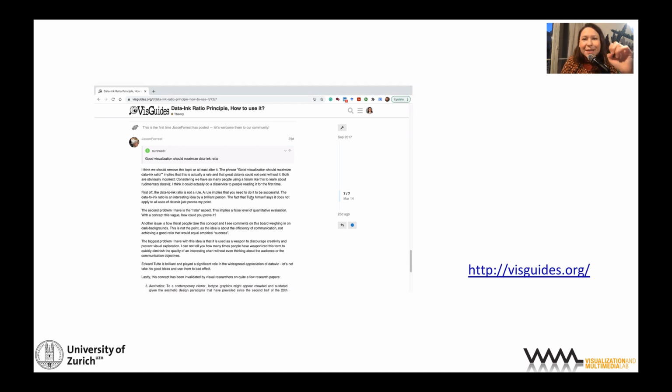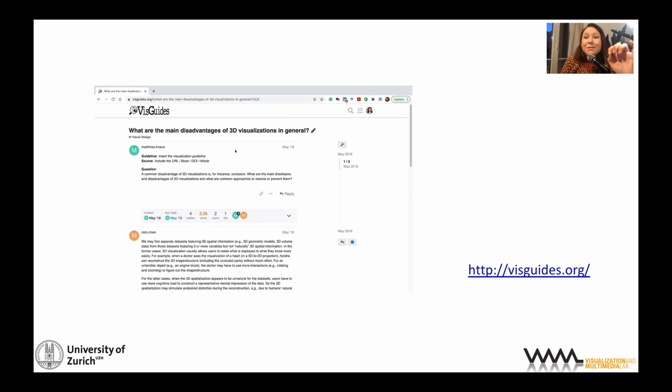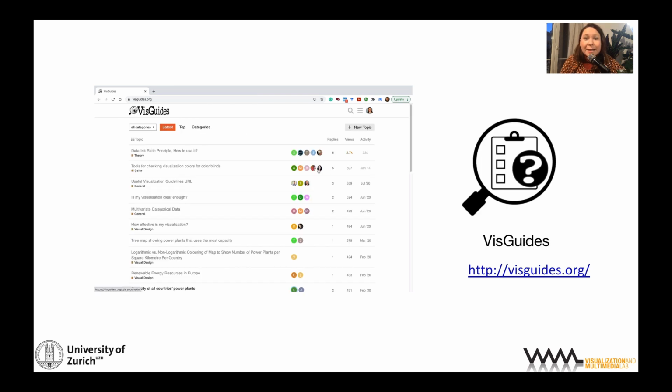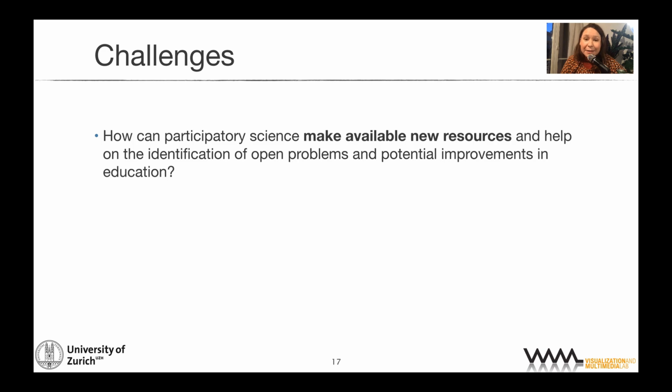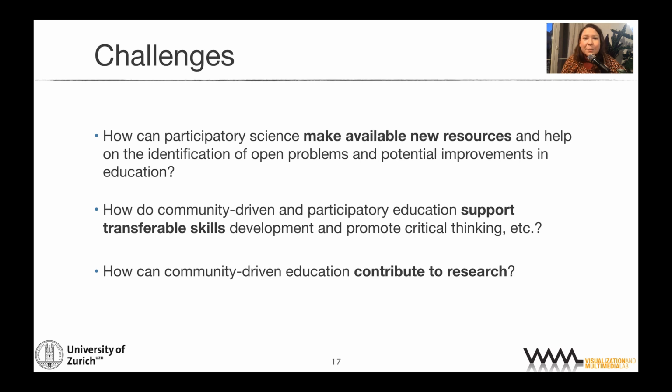Our co-created and participatory approach uses VisGuides as a public, open, and democratic discussion platform that everybody can use, including the students, lecturers, researchers, and so on. Some of the key challenges that we want to face are: how can participatory science make available new resources? How can community-driven and participatory education support the transfer of skills and skill development to students to promote critical thinking? And, for example, how can community-driven education contribute to research?